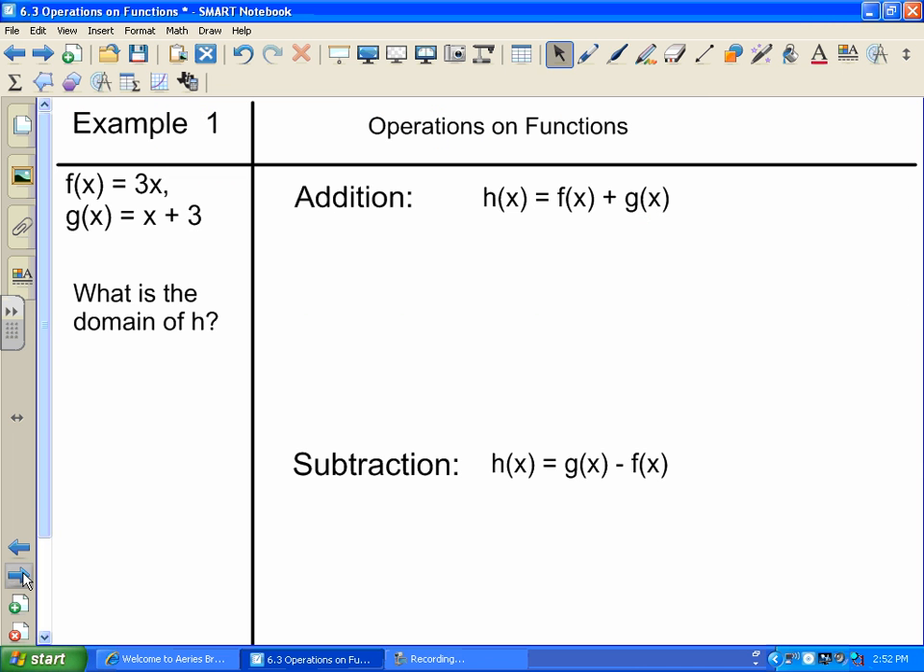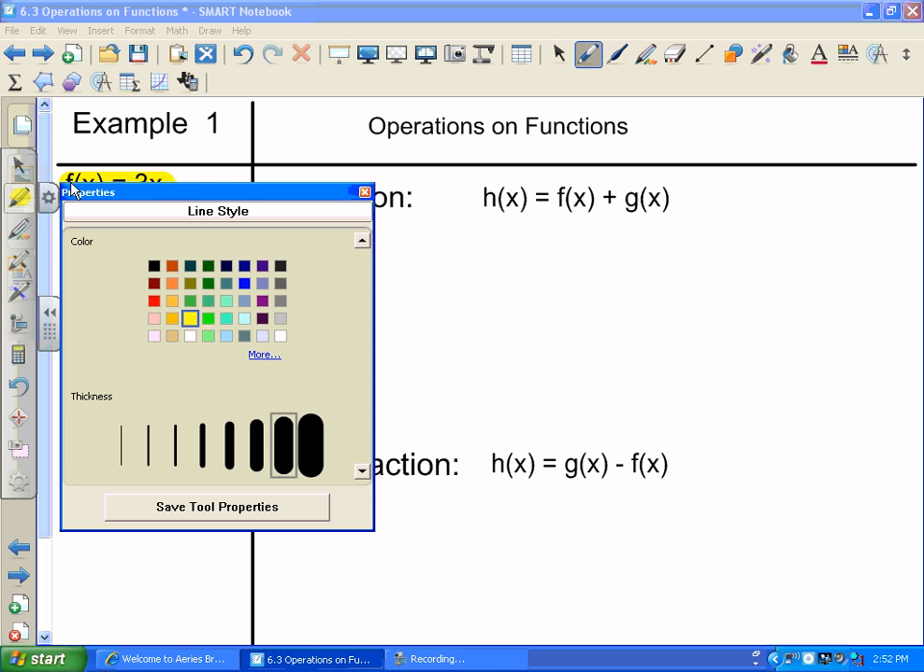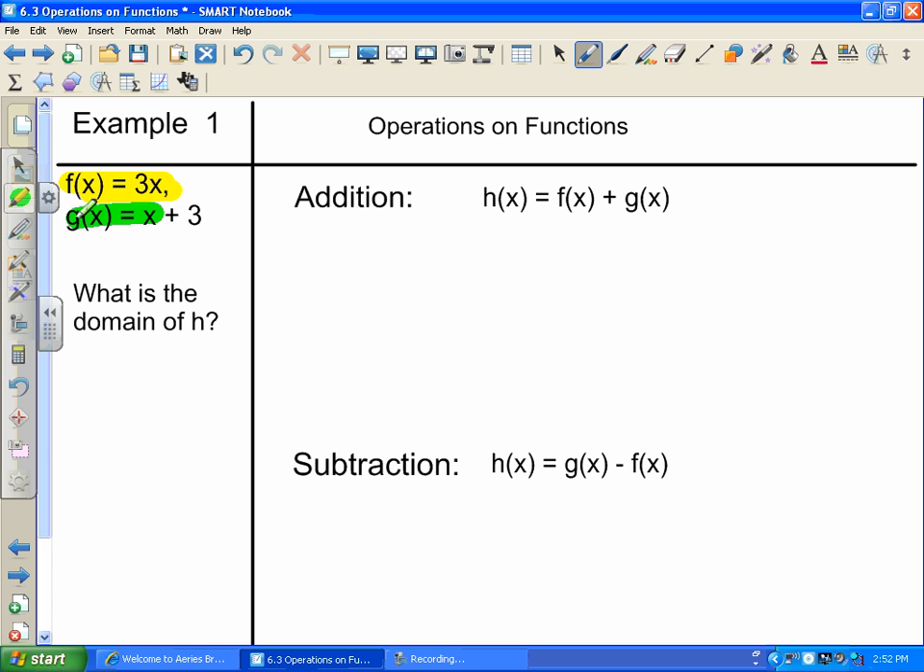First example that we're going to look at today is just basic operations with functions. We do have two functions here. One of them, f of x equals 3x. The other one is g of x equals x plus 3. Those are our two functions.